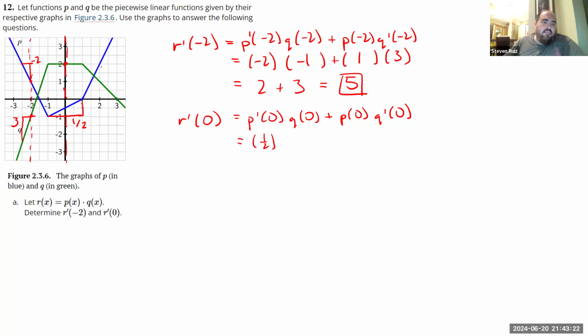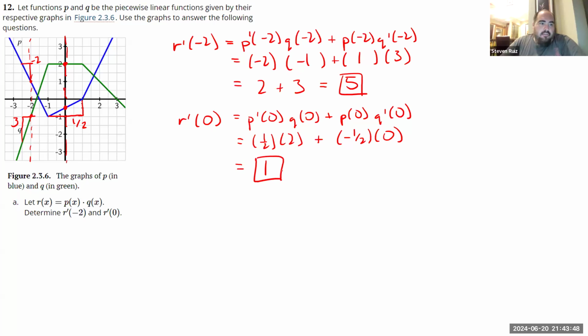What is Q of 0? That'll be 2, plus P of 0, which is -1/2, times Q prime of 0. Q prime of 0, I have a horizontal line segment here, so that derivative is going to be 0. So it all comes out to 1.